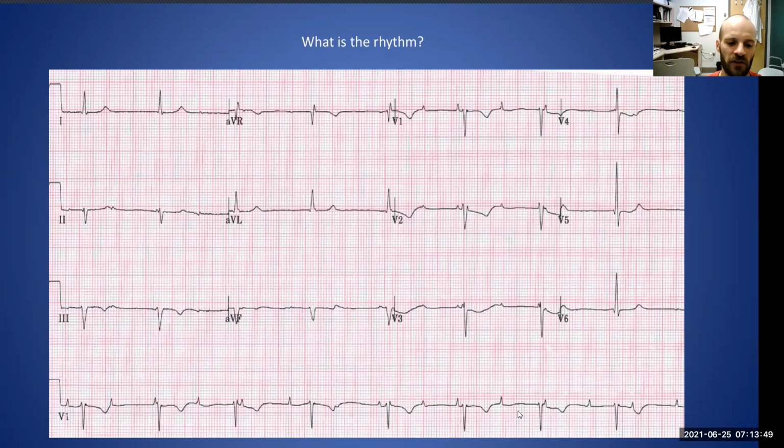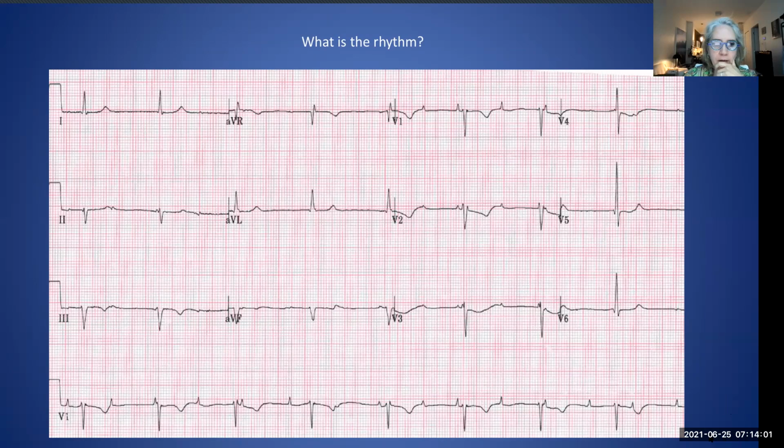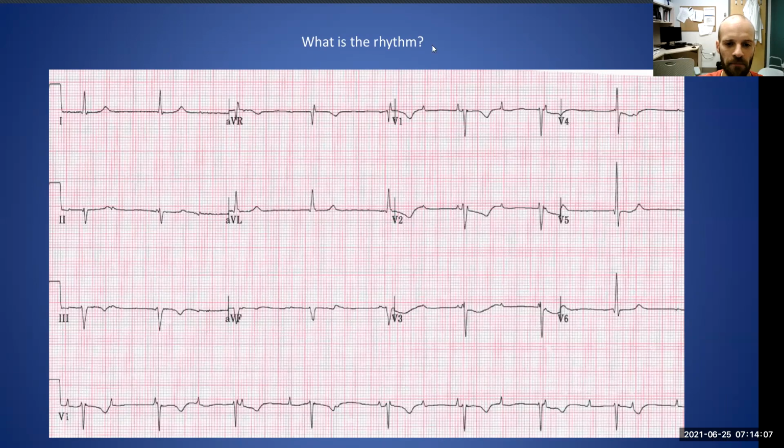So I'd like you to focus your attention on the rhythm strip here down at the bottom and tell me why you think that's first degree AV block. Focusing attention on the rhythm strip, that's where you can see the P waves most clearly, the one at the bottom. See V1 here. This is the same beats all the way through, but it just makes it a little clearer on this rhythm strip because the P waves are particularly obvious. So tell me why you think it's first degree AV block.